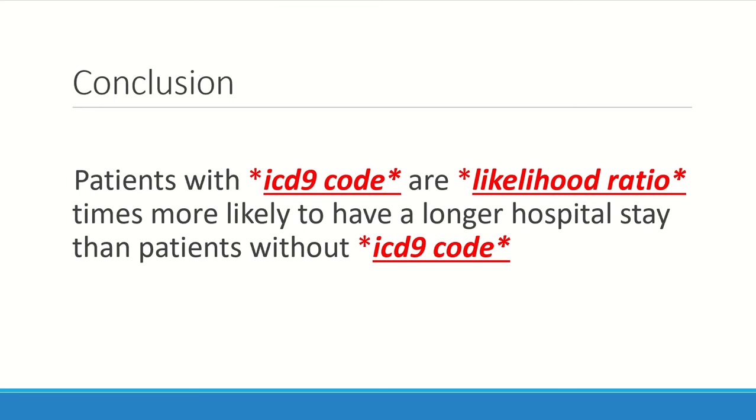In conclusion, we could use the following statement to apply the generated likelihood ratios into the context of the situation. For example, we would say patients with myocardial infarction are 3.47 times more likely to have a longer hospital stay than patients without myocardial infarction.